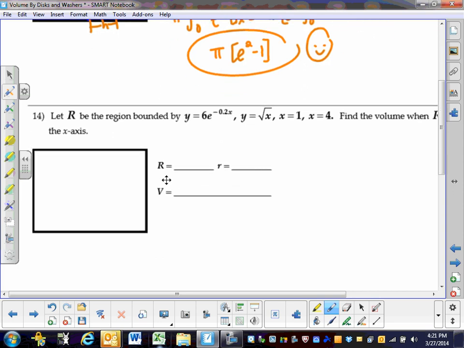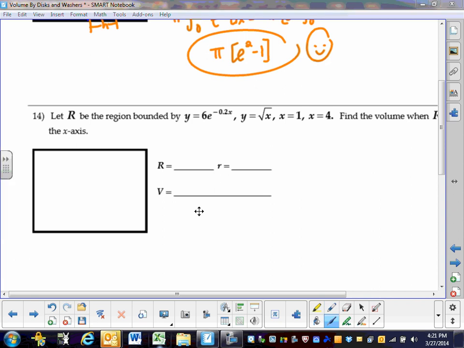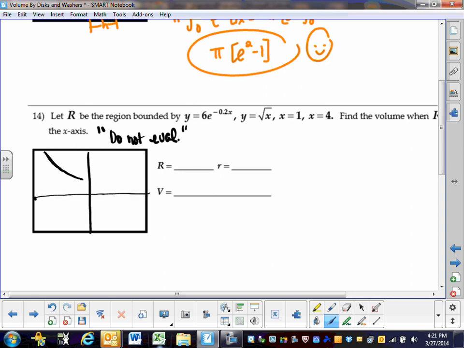Okay, for this next question, we're going to use our calculator. But even without my calculator, sometimes they ask me to set up but do not evaluate. So if I had to set up but do not evaluate, then I need to know what these functions look like. I know that this e function is a decay function because of the negative. So I have some sort of e decay.